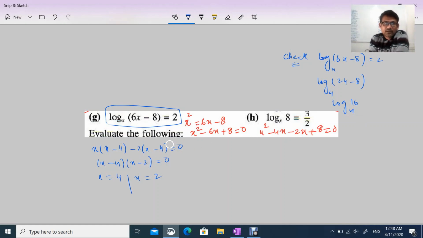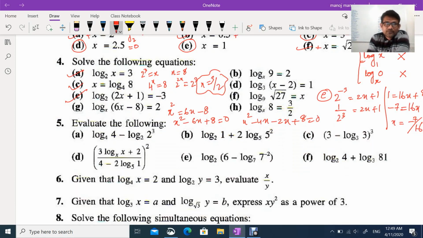When you have an answer that is negative, you have to ignore it, it is not possible because x is negative here. So this is the way you have to check it. Okay, moving to the next part. Question number 5.